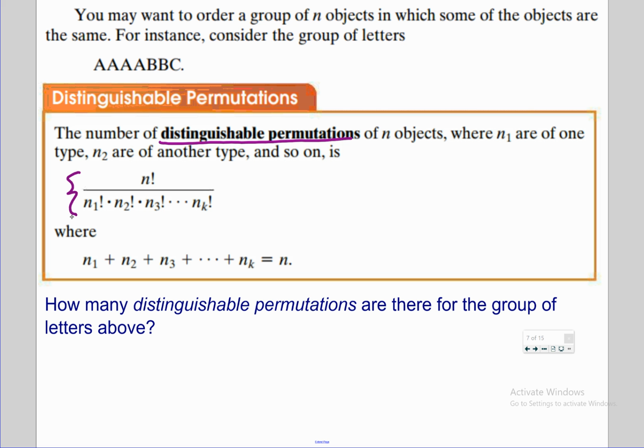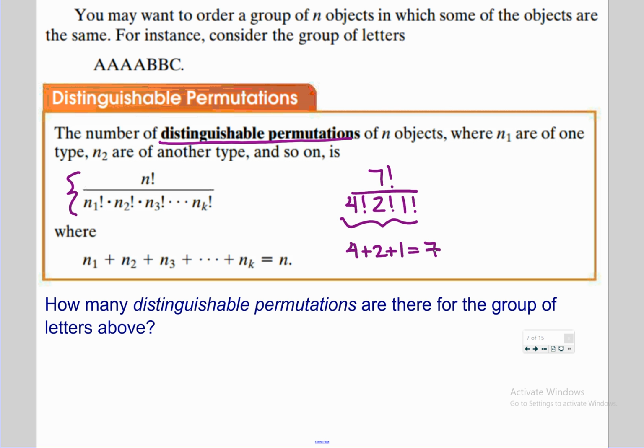I have 7 letters in that group. So my n factorial would be 7 factorial. Then my denominator is all the different types I have that repeat. So for example, I have 4 A's. I have 4 objects that are identical, so that's my first n: 4 factorial, my n sub 1. Then I have 2 B's, 2 factorial, and then I have 1 C, 1 factorial. Those numbers on the bottom, 4 plus 2 plus 1, should always add up to your n, 7 in this case. And then that's what you type in to figure out the number of distinguishable permutations.